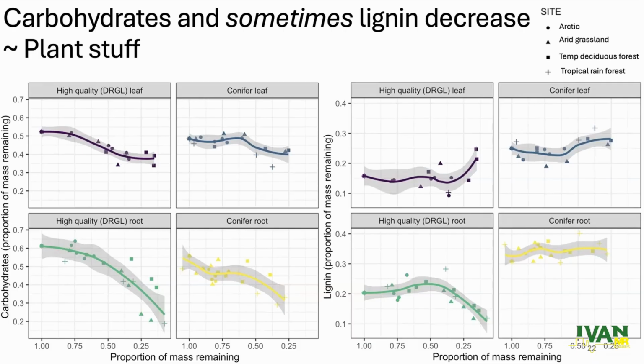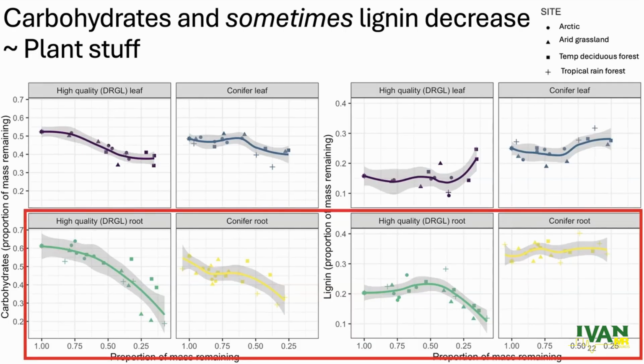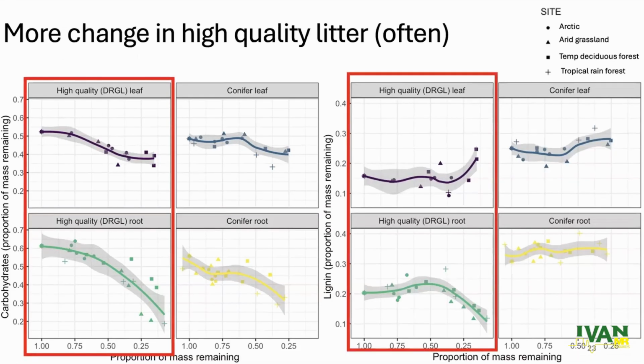which maybe was a little surprising, but nevertheless, we saw more change again below ground in general, not always, and often more change in the high quality litter, again, especially not always with the lignin.